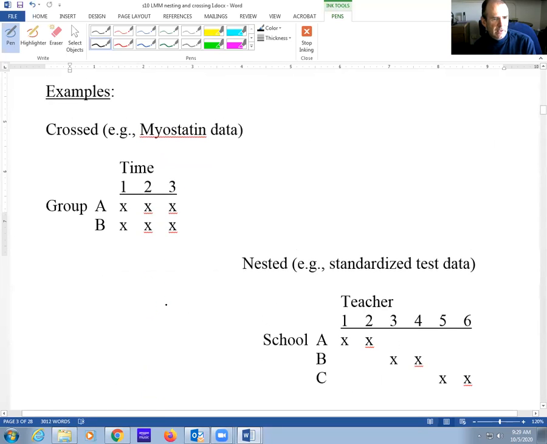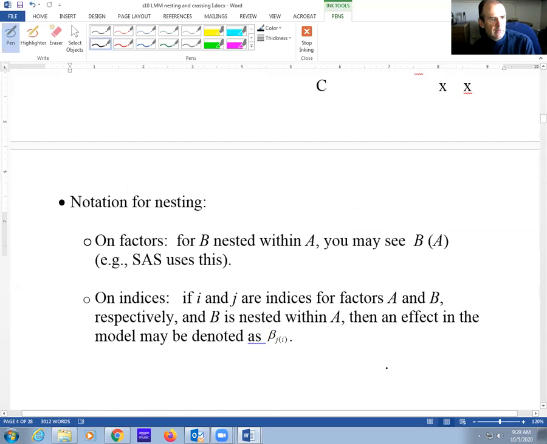But again, this just kind of summarizes a couple examples. The myostatin data, those are crossed factors because every level of one factor occurs with every level of the other one. The nested situation, we have in school A, you have teacher 1 and 2, so they have occurrences there marked with X, teachers 3 and 4 in school B, and so forth. So that's teachers are nested within schools in that situation.